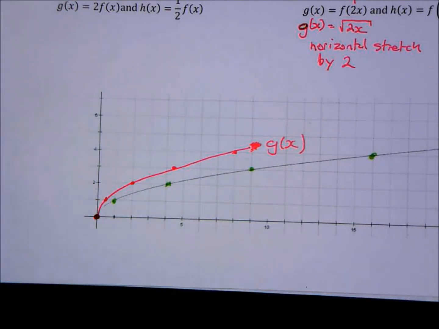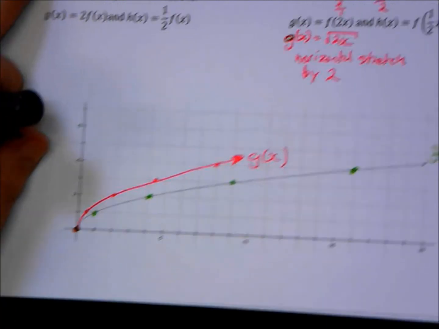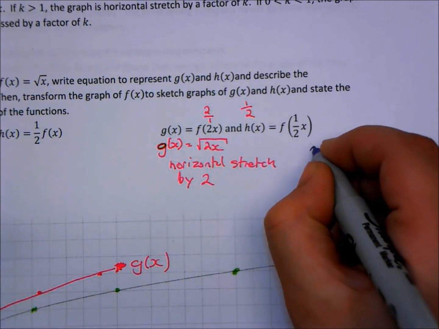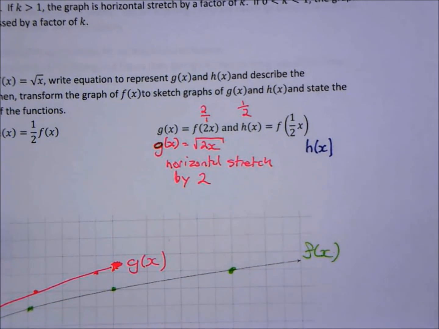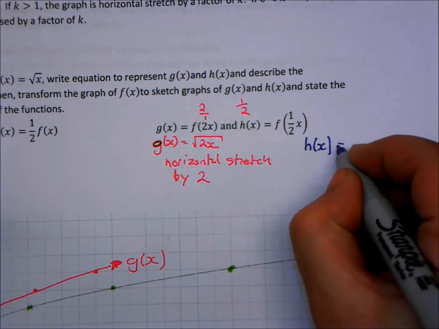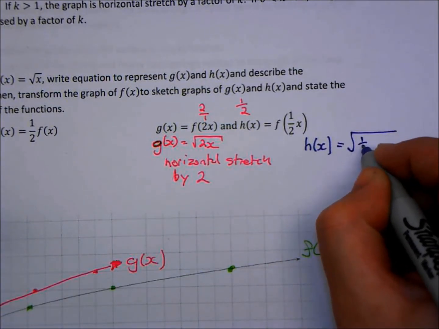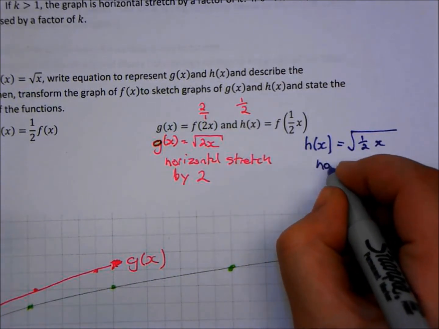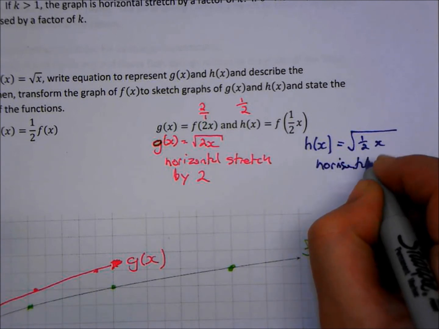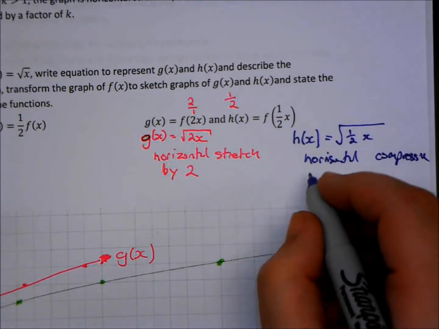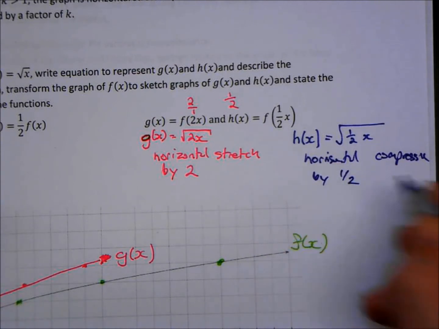Let's try h of x. My h of x, well, again, this f is the same as square root, so this is going to be the same as the square root of 1/2 times x. This is going to be a horizontal compression by 1/2.